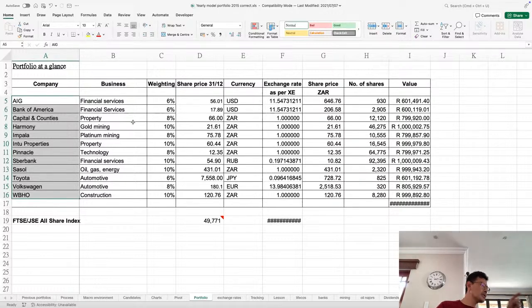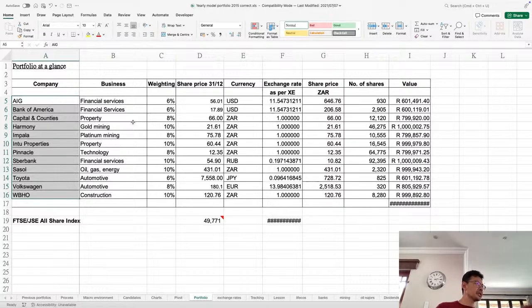So at the beginning of 2015, I put this together. You can see AIG, some financial services from the US, AIG, Bank of America, and then Capital and Counties, that's local, but they have offshore exposure. Harmony is gold mining. Impala, Into Properties is property. Pinnacle is technology. Sberbank is Russia, financial services, trading very cheaply, has always been. Then Sasol, Toyota is automotive, and Volkswagen, and WBHO.